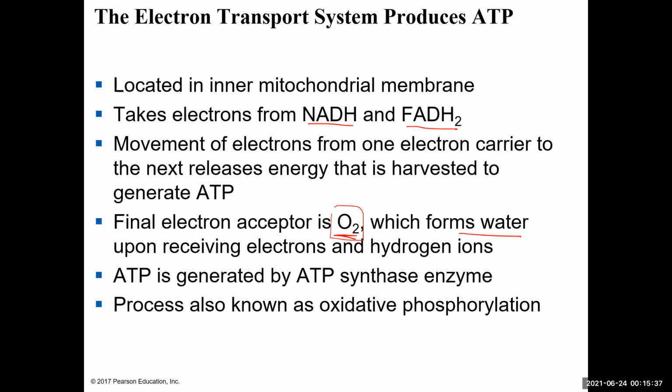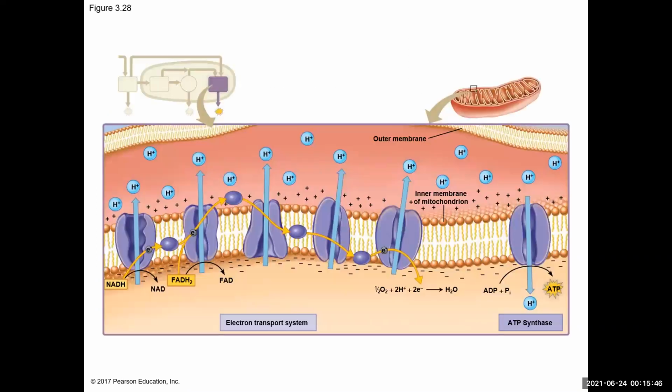And so ATP is generated, and this process is known as oxidative phosphorylation. Okay. So here we'll show a figure of the electron transport system. So you have your NADH molecule, your FADH2 molecules. The electrons are lost from those molecules, and the energy from those electrons is pushing these hydrogen ions in between the inner membrane and the outer membrane.